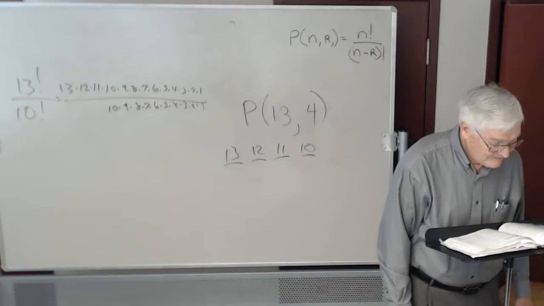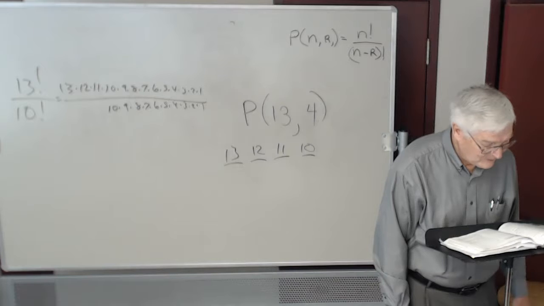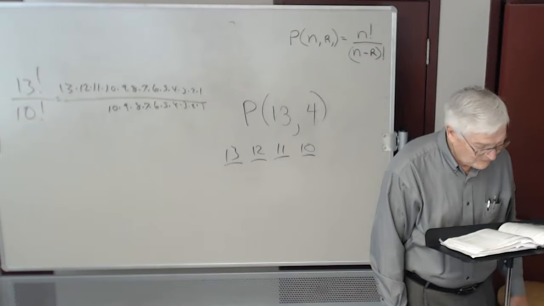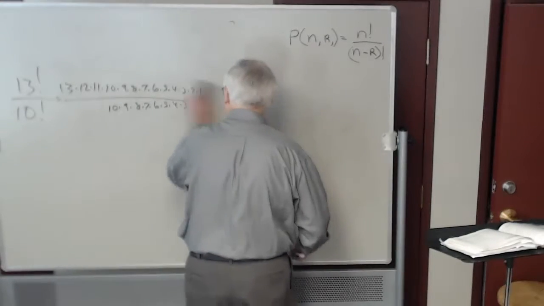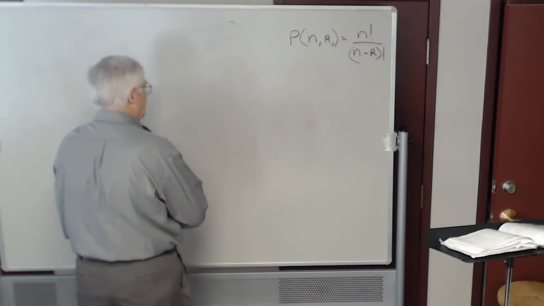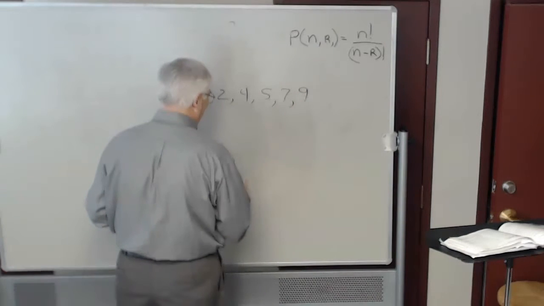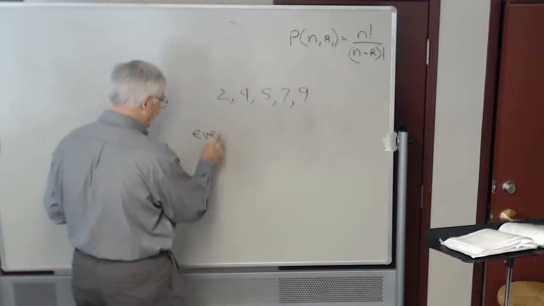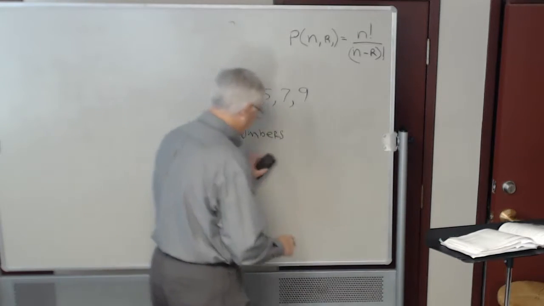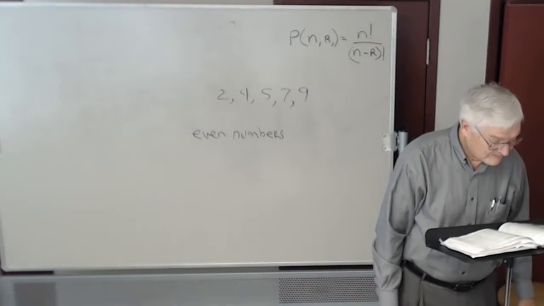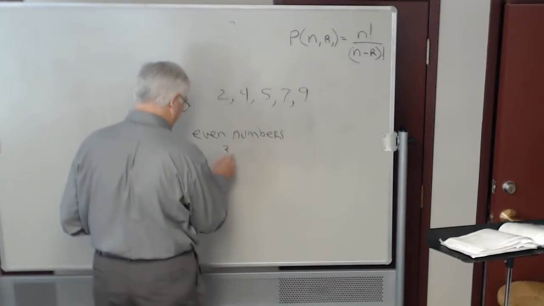Number 30. How many even 3-digit numbers can be formed from the digits 2, 4, 5, 7, 9, with no repetitions? What are my digits? 2, 4, 5, 7, 9. And I want to form what? Even numbers? Is that what they said to do? Read the instructions. 3-digit numbers. Even 3-digit numbers.